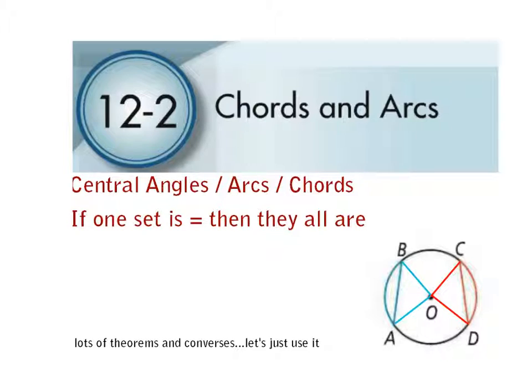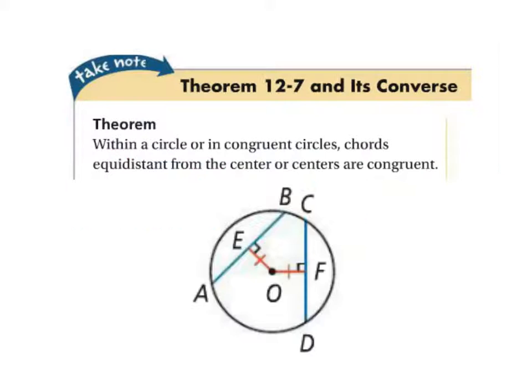Now, here's the thing. There's all kinds of theorems in this section about these central angles and the arcs and the chords. Ultimately, if one set is equal, if this central angle is the same as this central angle, then this chord is the same as this chord, and this arc is the same as this arc. But instead of giving me the central angle, maybe they said this arc is the same as this arc. Then I know the others would be the same. So this segment is the same as this central angle, same as this. I'm not going to get caught up in writing all of those, just understand that relation.